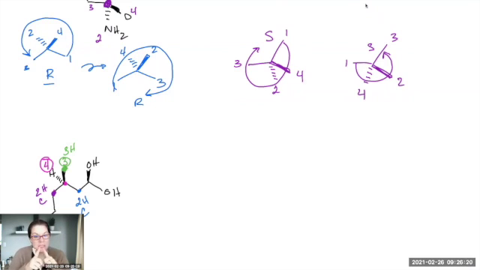So we have a tie. So now we're going to go out one more. Now attached to this blue carbon, we have an oxygen and an understood hydrogen. So we have 2 oxygens and 1 hydrogen attached to that carbon.